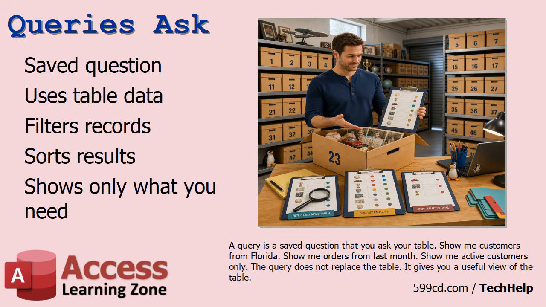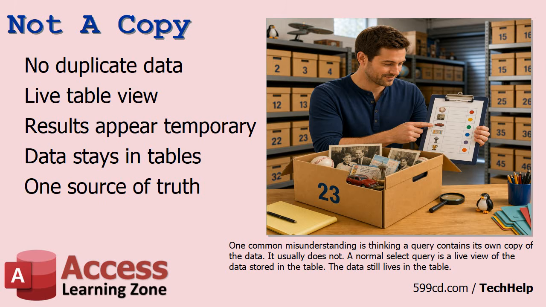It's not another place to store information or store orders. It's a saved question that tells Access which customers you want to see or which orders you want to find based on how you want to see them. And that's one of the biggest beginner misunderstandings. Most of the time, people think a query contains its own copy of the data. It doesn't. A normal select query is just a view of the data that's stored in the table. The query results might look like a table, but the data still lives in the original table, not the query.